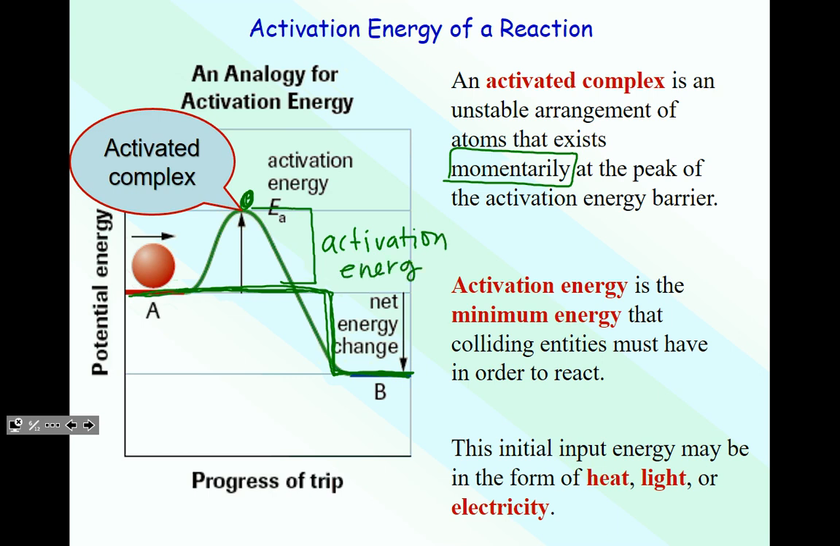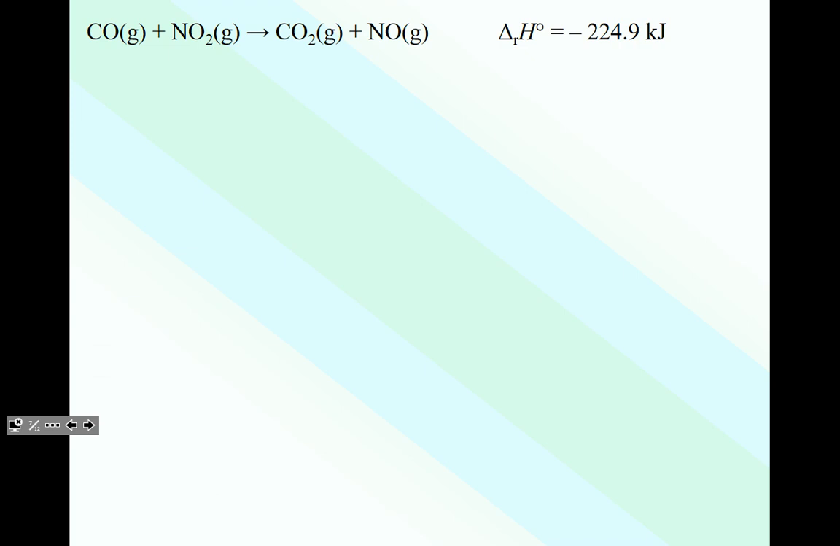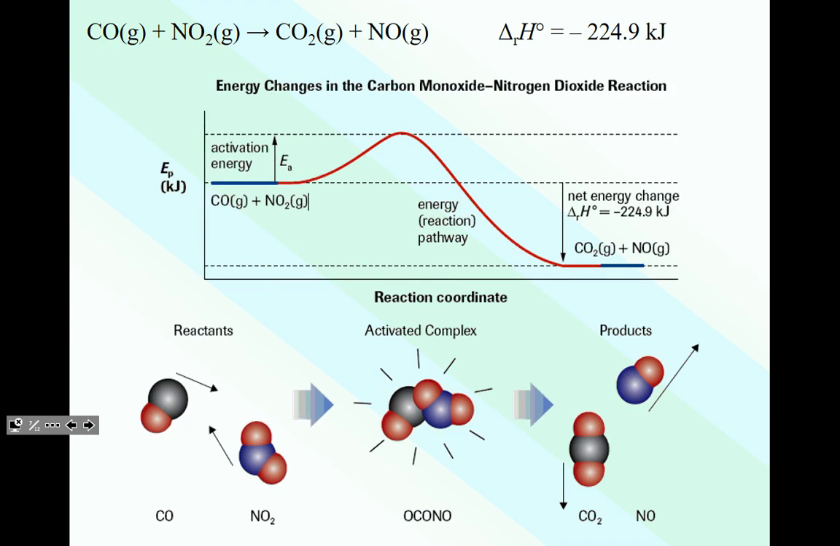And activation energy is the minimum energy, the very minimum energy that colliding entities must have in order to react. This initial input energy may be in the form of heat, light, or electricity. So you need that bump of energy in order to start something going. Here's an example of carbon monoxide reacting with nitrogen dioxide to form carbon dioxide and nitrogen monoxide. And we'll notice here, this is our activation energy here. This portion here is just your potential energy diagram. And of course, at the very top is your activated complex.